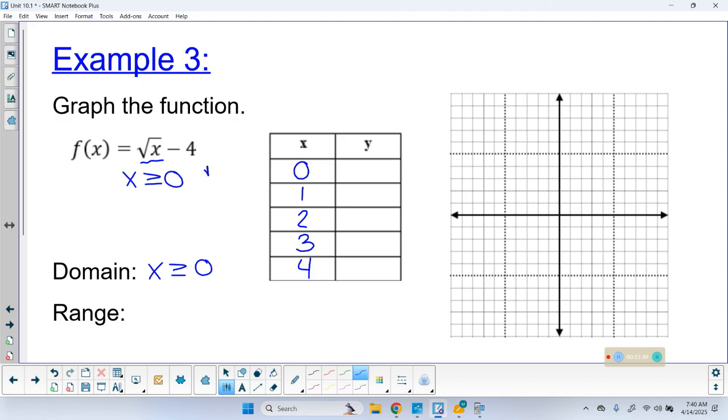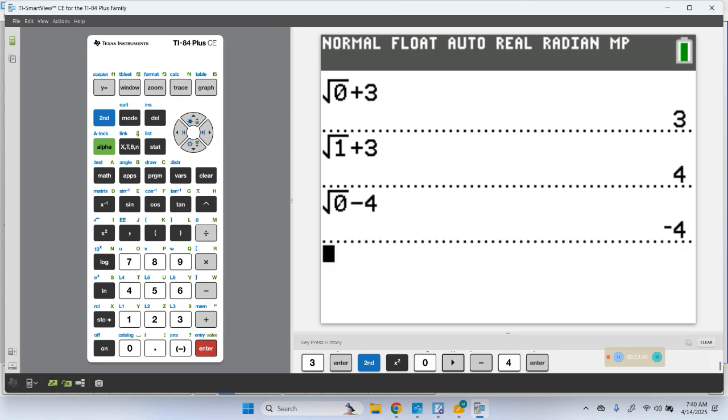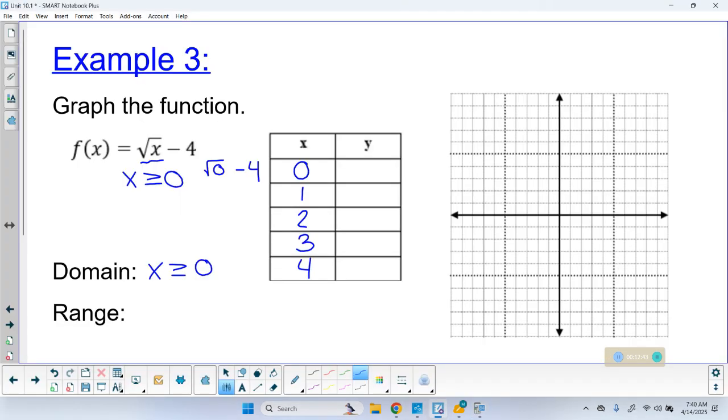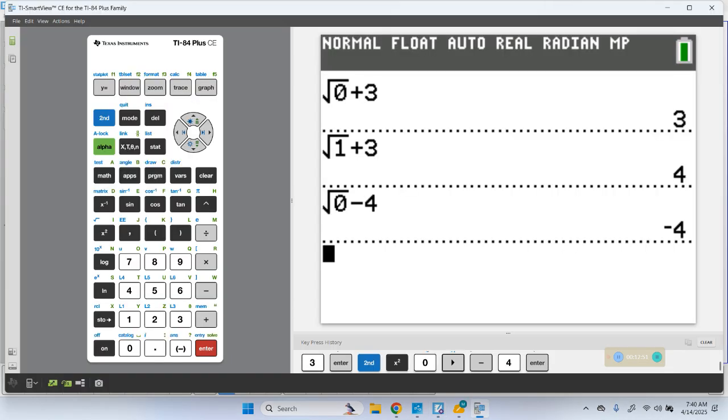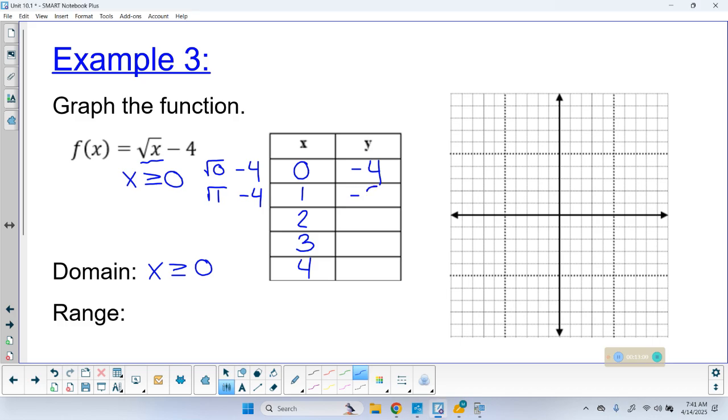So if we plug in 0, square root of 0, minus 4 is on the outside. So remember, in our calculators, we would do the square root of 0, hit the arrow over, and then minus 4. So the first y value is negative 4. Same thing with 1. So square root of 1, and then minus 4. So in our calculators, we're going to do the square root of 1, hit the arrow over, minus 4, and our y value is negative 3.